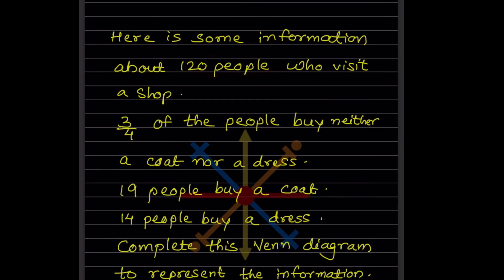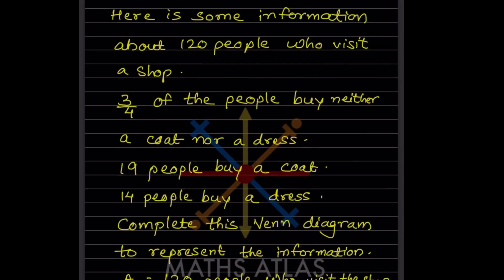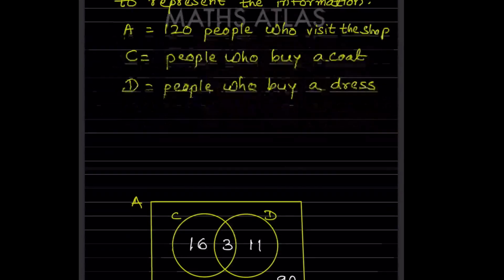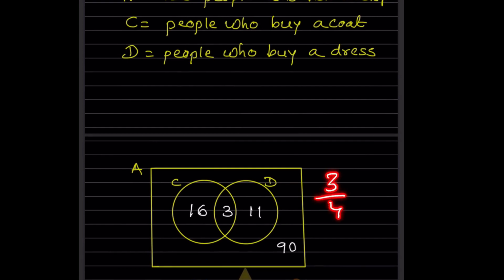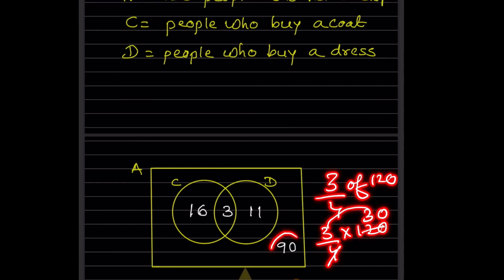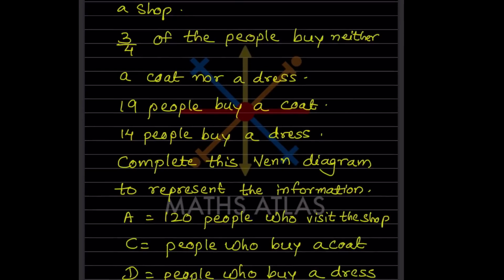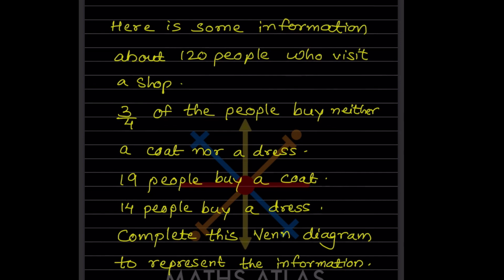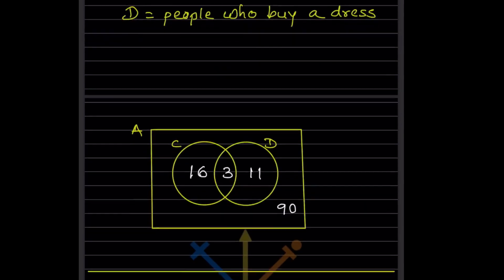120 people visit the shop, and 3/4 of the people buy neither a coat nor a dress. So 3/4 of what? That will be 120. So 3/4 of 120 is going to be 3 by 4 into 120. So this is going to be 30, so this is going to be 90. So 90 of them buy neither a coat nor a dress. So 90 should be here.